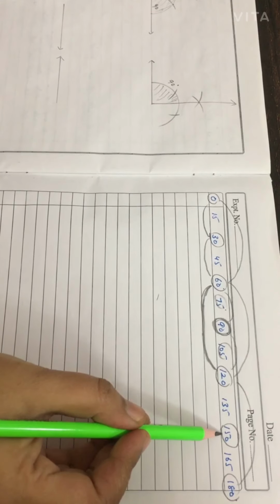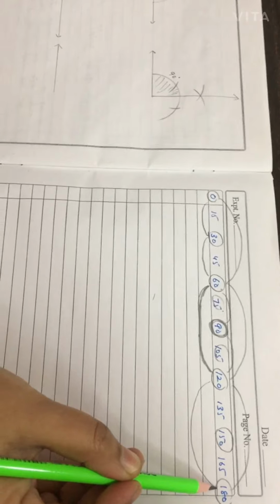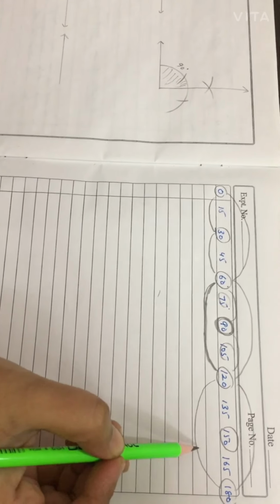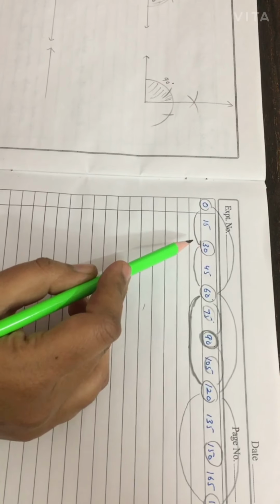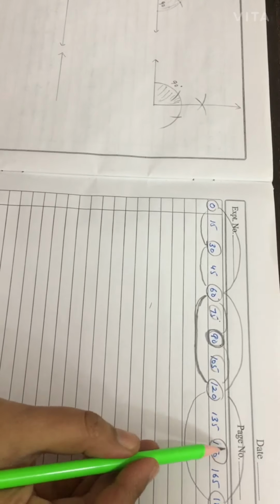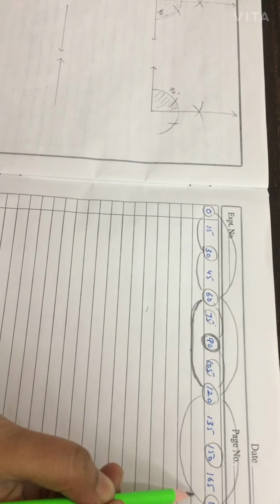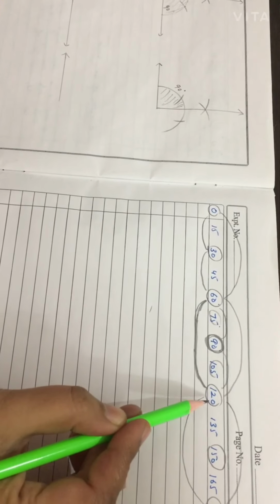Now 150 lies between 120 and 180. So in this way, when we are constructing the angles, you have to write this table and you will see which number is exactly between which two other numbers. So 150 exactly lies between 120 and 180. So if we want to construct 150, we need the angle of 120 and 180.